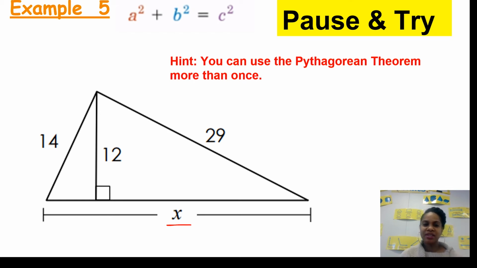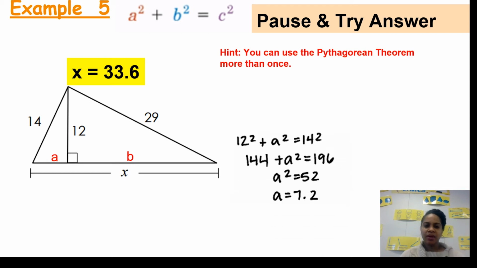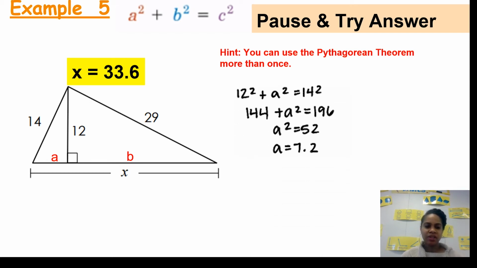All right, so you should have gotten 33.6 for your answer. Hopefully you got it correct. If you did, just fast forward the video a little bit. If not, keep watching while I explain it. So you could label this piece A and this piece B because you have two separate triangles here. And so for the first one, a leg would be 12 and my hypotenuse would be 14.